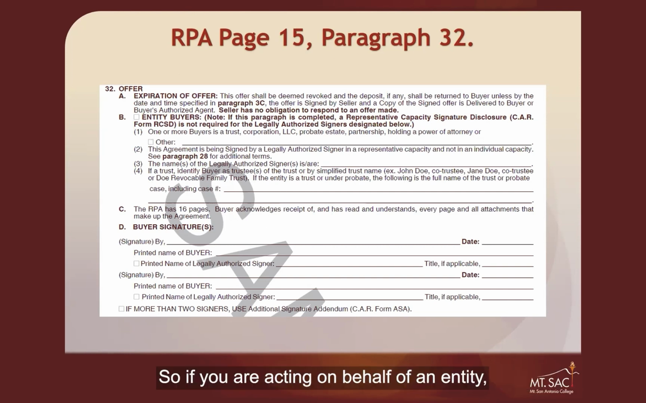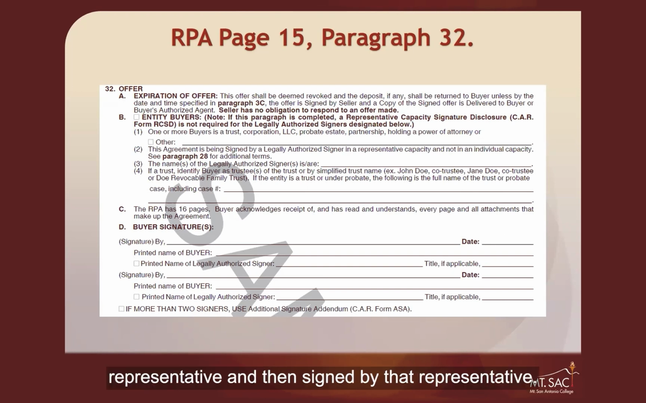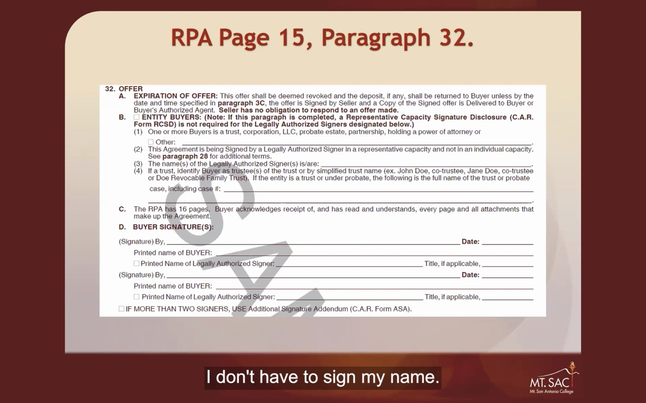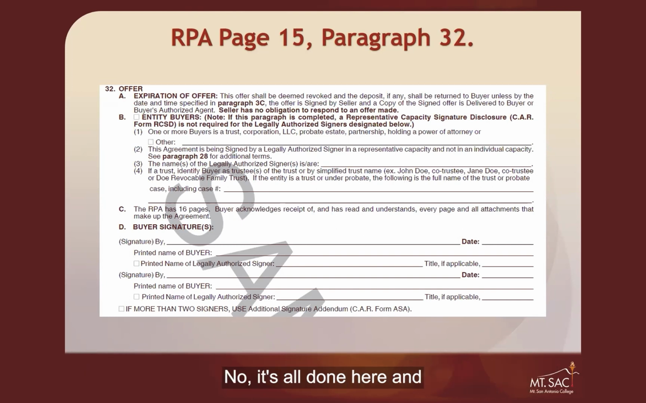So if you are acting on behalf of an entity, you have to state the name of that entity. You have to state the name of that representative. You need to give the title of that representative and then it's signed by that representative. Now, as soon as you do this, for all later documents, disclosures, whatever, all I would have to do is sign my name. I don't have to put, you know, as Representative Mount Sac. No, it's all done here and it refers to future documents, okay? So that should make it a lot easier, all right?